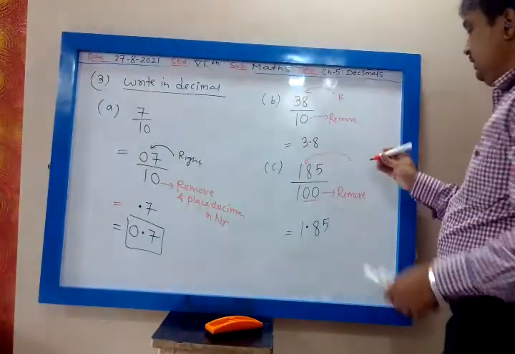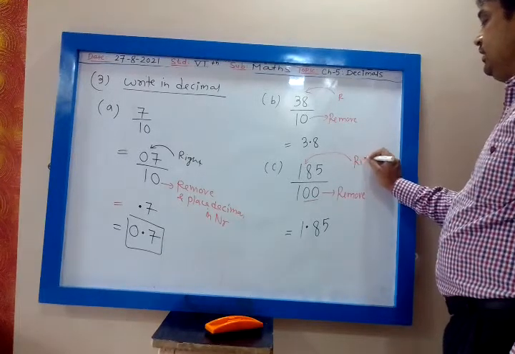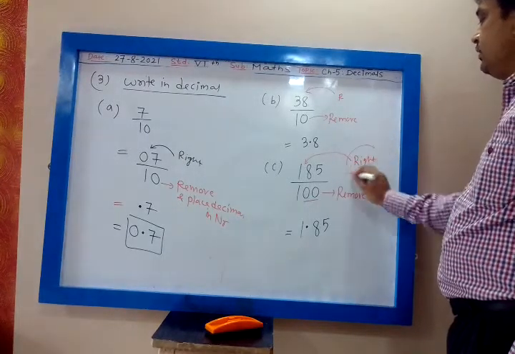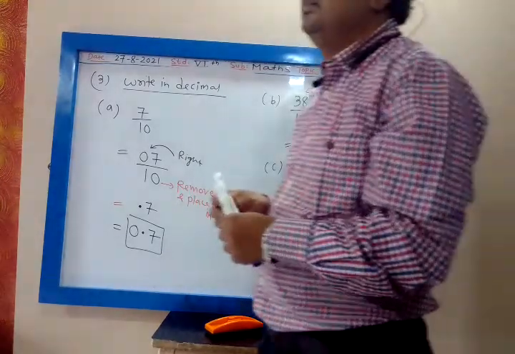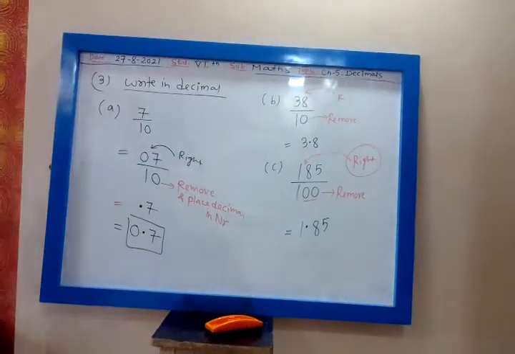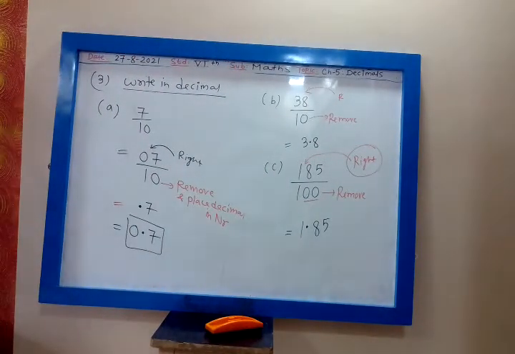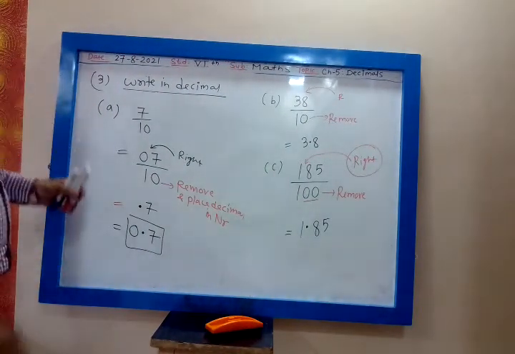Yes, so direction is important. What is the direction? From the right side you have to place the decimal. You have to place the decimal in the numerator from the right side. Remember that, right side.